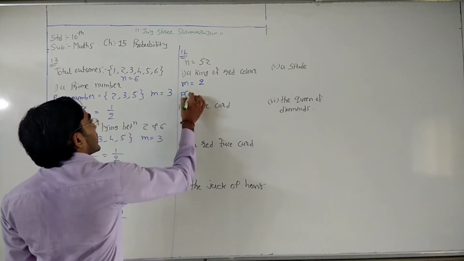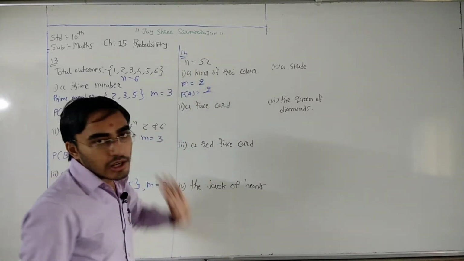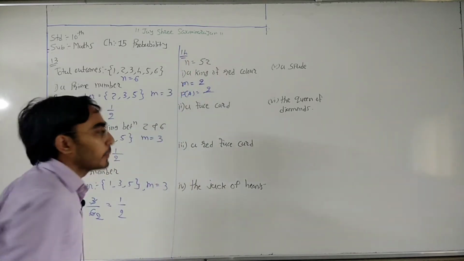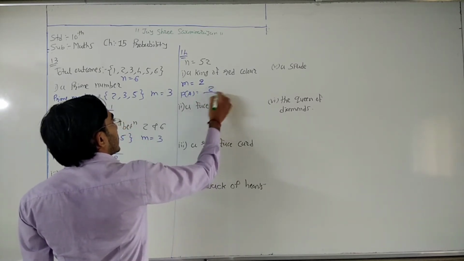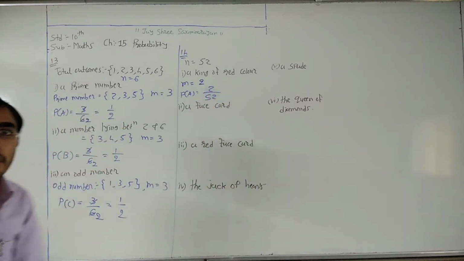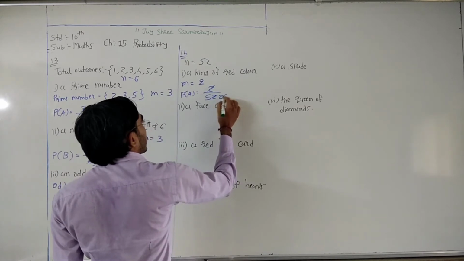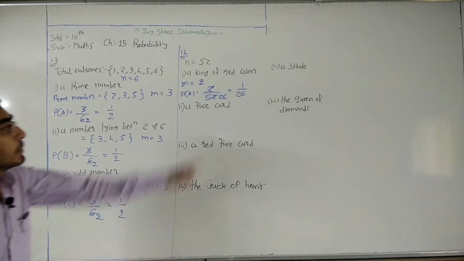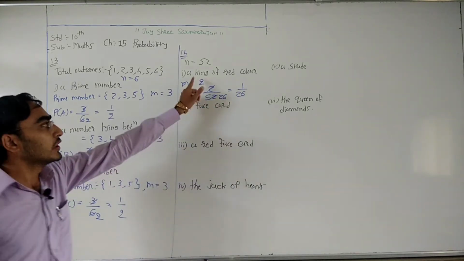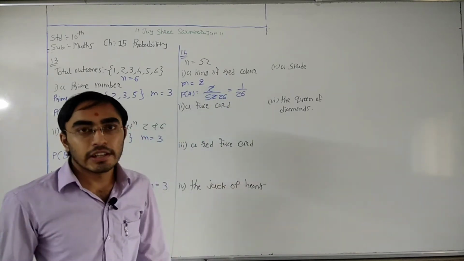Now probability is favorable outcomes 2 divided by total outcomes, which is 52. So 2 by 52. Now here we can simplify this, right? 2 into 26. So 1 upon 26 is our answer, right? Because 26 twos are 52. So nothing is remaining in numerator, so 1 in numerator and 26 in denominator.